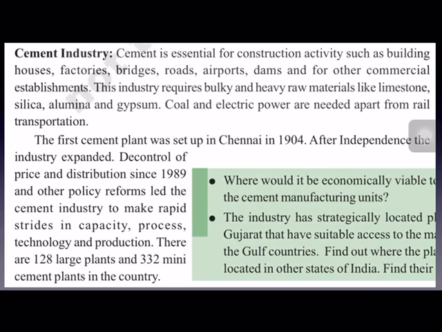And there are 128 large plants and 332 mini cement plants in the country. And mostly the cement industry is located in regions where limestone is available, because limestone is the main raw material and it is a bulky material. So wherever limestone is available, in those regions only the cement industry is located.